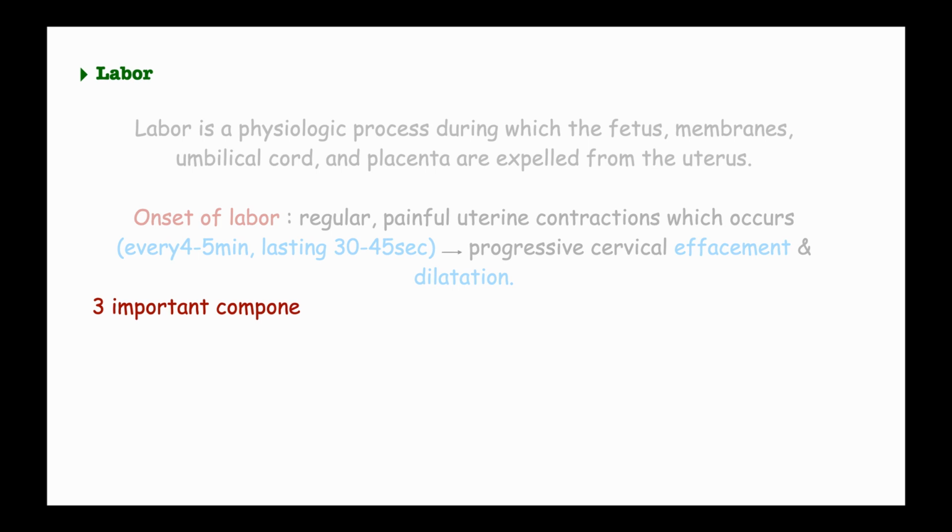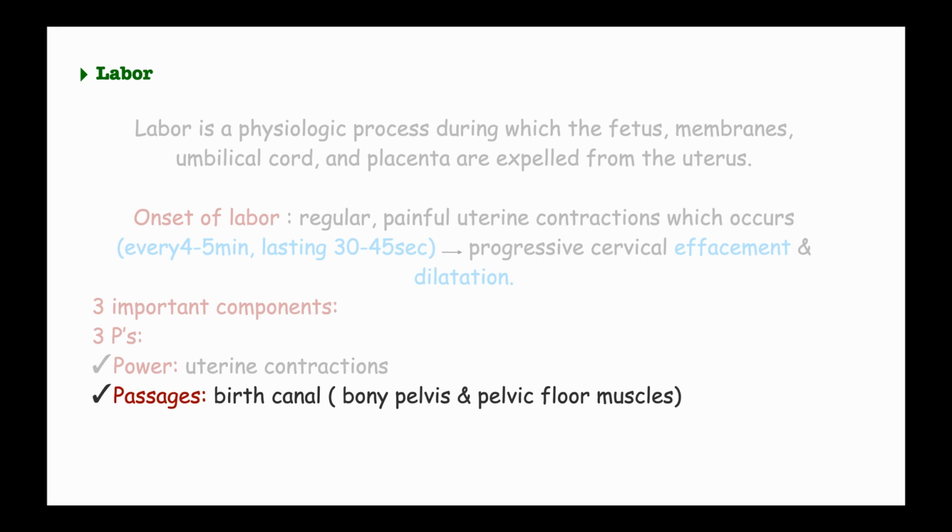Now, there are three important components of labor which we must know, and we represent them by the three P's. The first P talks about the power, which explains the uterine contractions that the woman will get, and it must occur every 4 to 5 minutes and last for 30 to 45 seconds. When the uterine contractions are not strong enough and do not last for 30 seconds, then we say labor can be delayed.